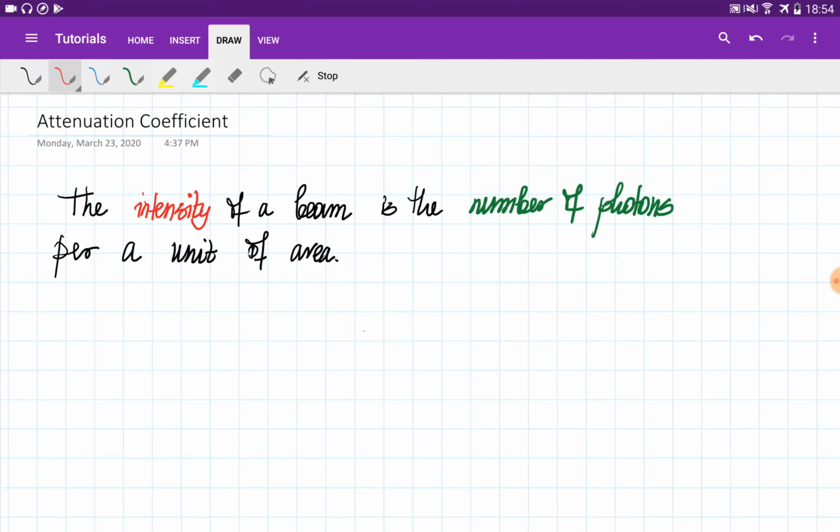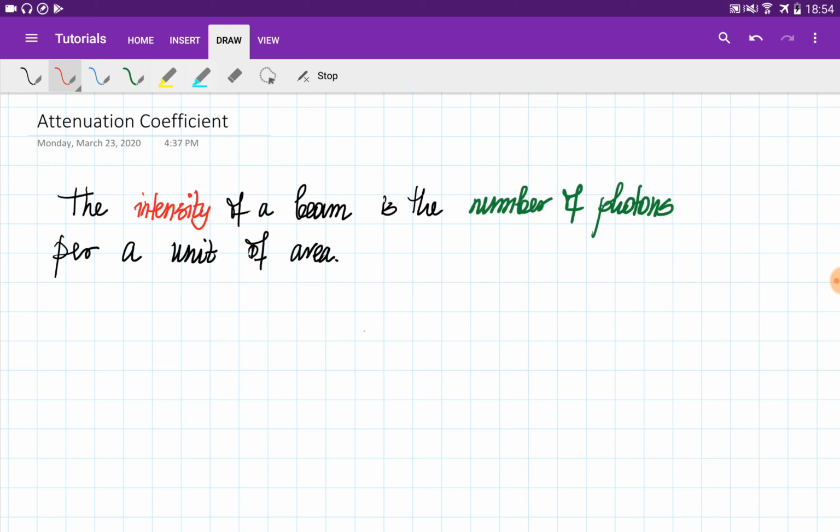In this video, we're going to talk about the exponential decay of the intensity of the radioactive beam. First of all, we're going to talk about what the intensity of the radioactive beam is and what it means, and then the exponential decay. The intensity of the beam can be considered as the number of photons per unit of area, for example, per 1 square centimeter.